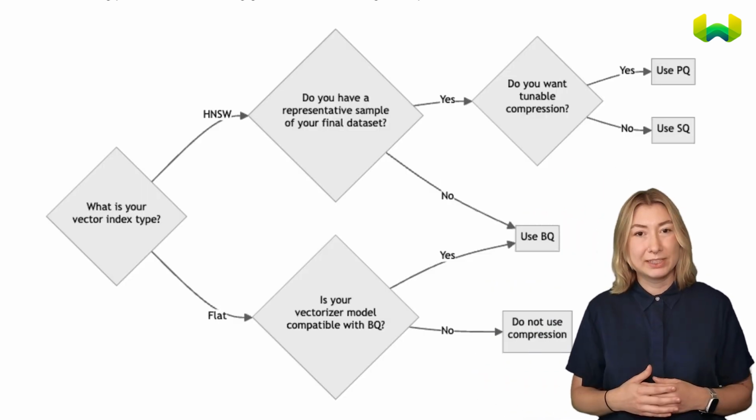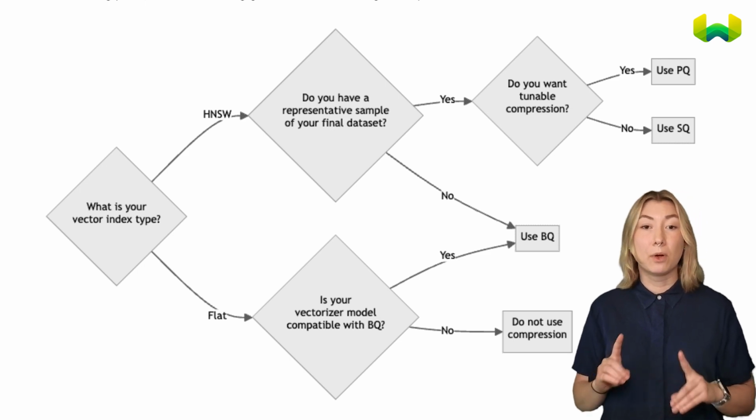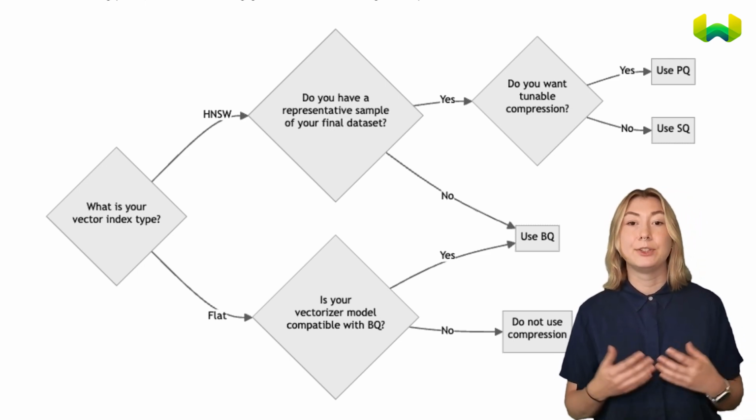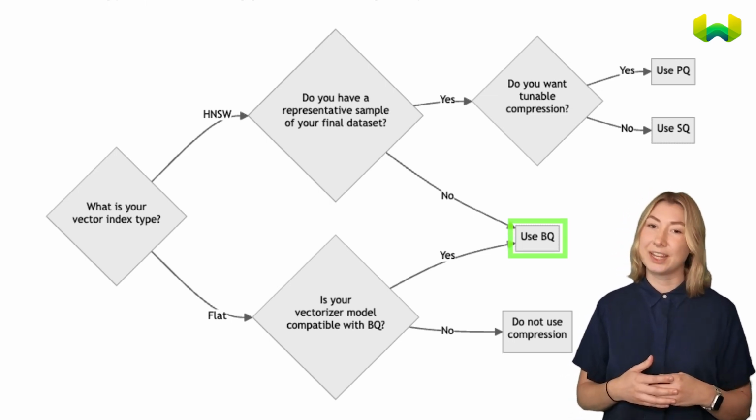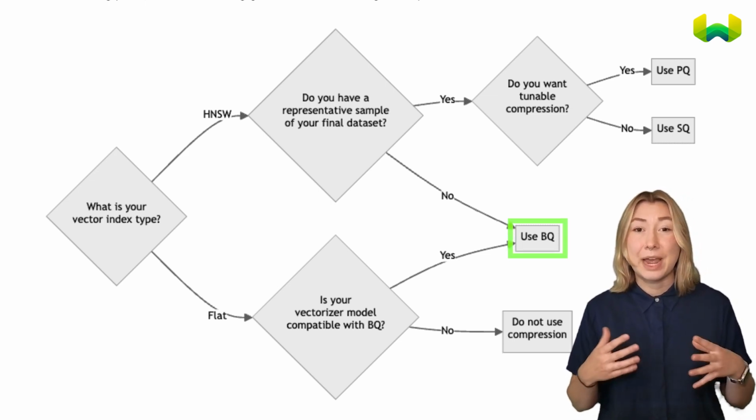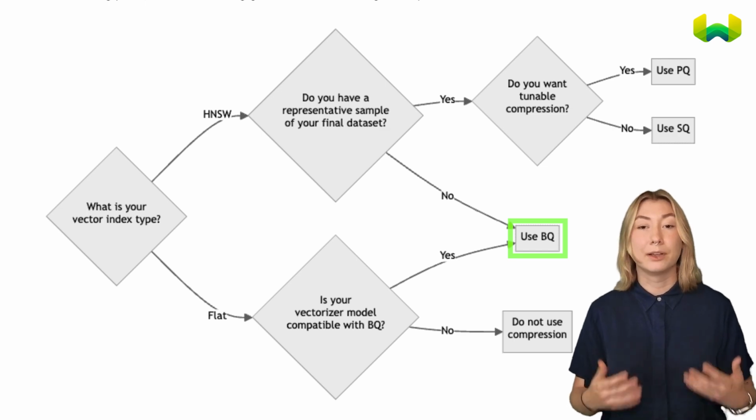If you have a small collection that uses a flat index, or if you're using the HNSW index and don't have a representative sample of your final dataset, consider using binary quantization. The BQ index is 32 times smaller and much faster than the uncompressed equivalent.